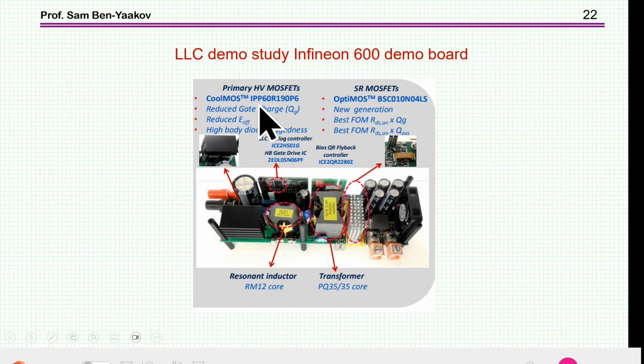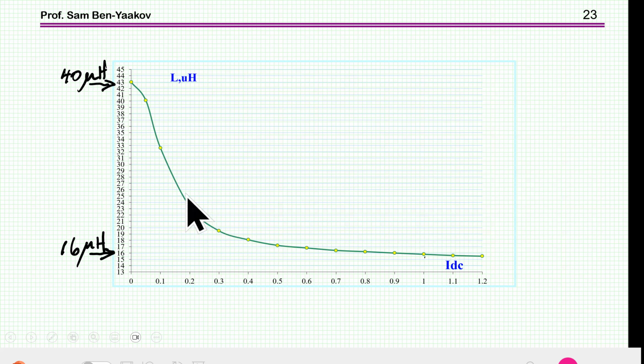The converter was a demo board by Infineon, a 600 watt LLC converter. In this case, we have replaced the inductor by the variable inductor. And again, the unit was run at closed loop, maintaining 12 volts at the output. The experiments were done with various input voltages and loads. And here is the performance of the experimental variable inductor.